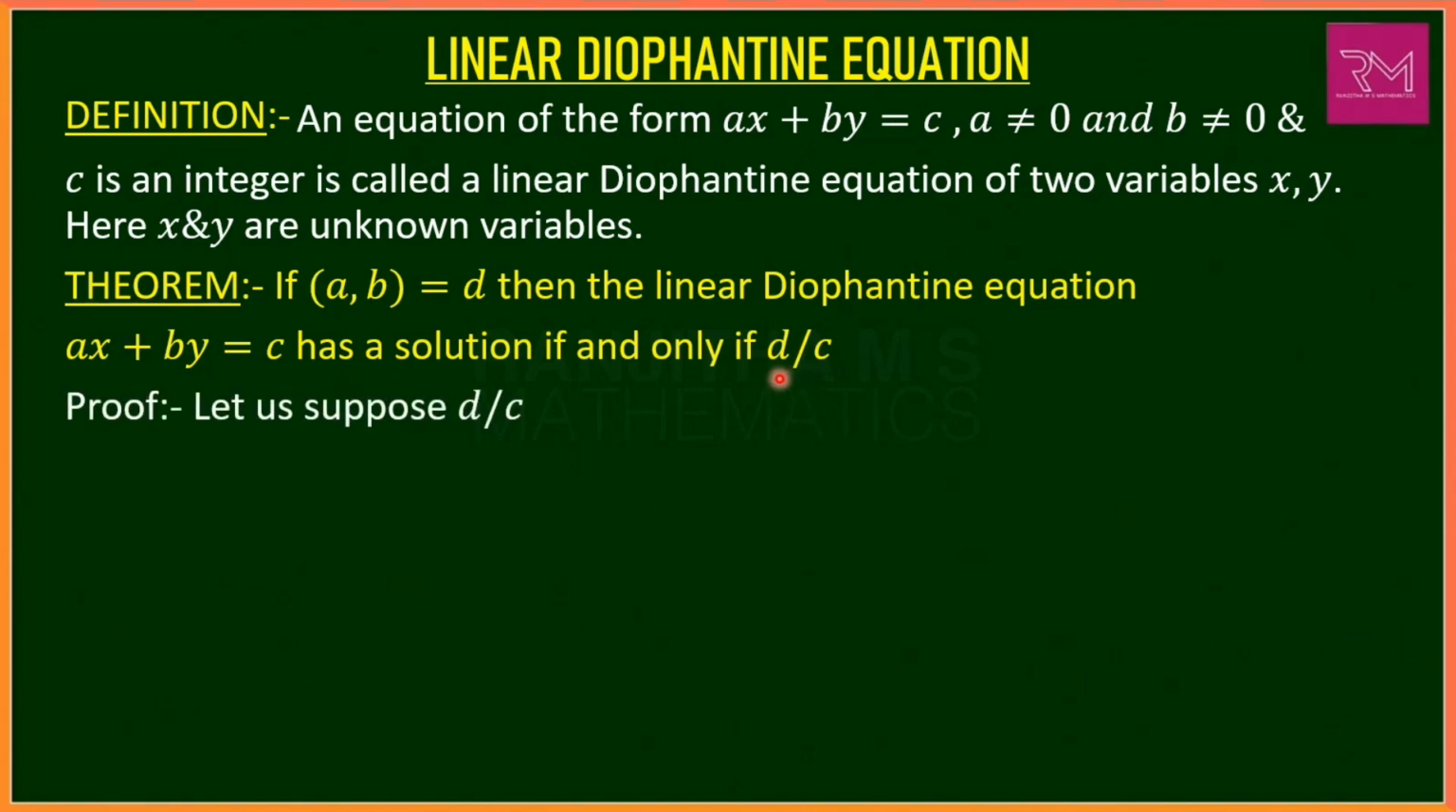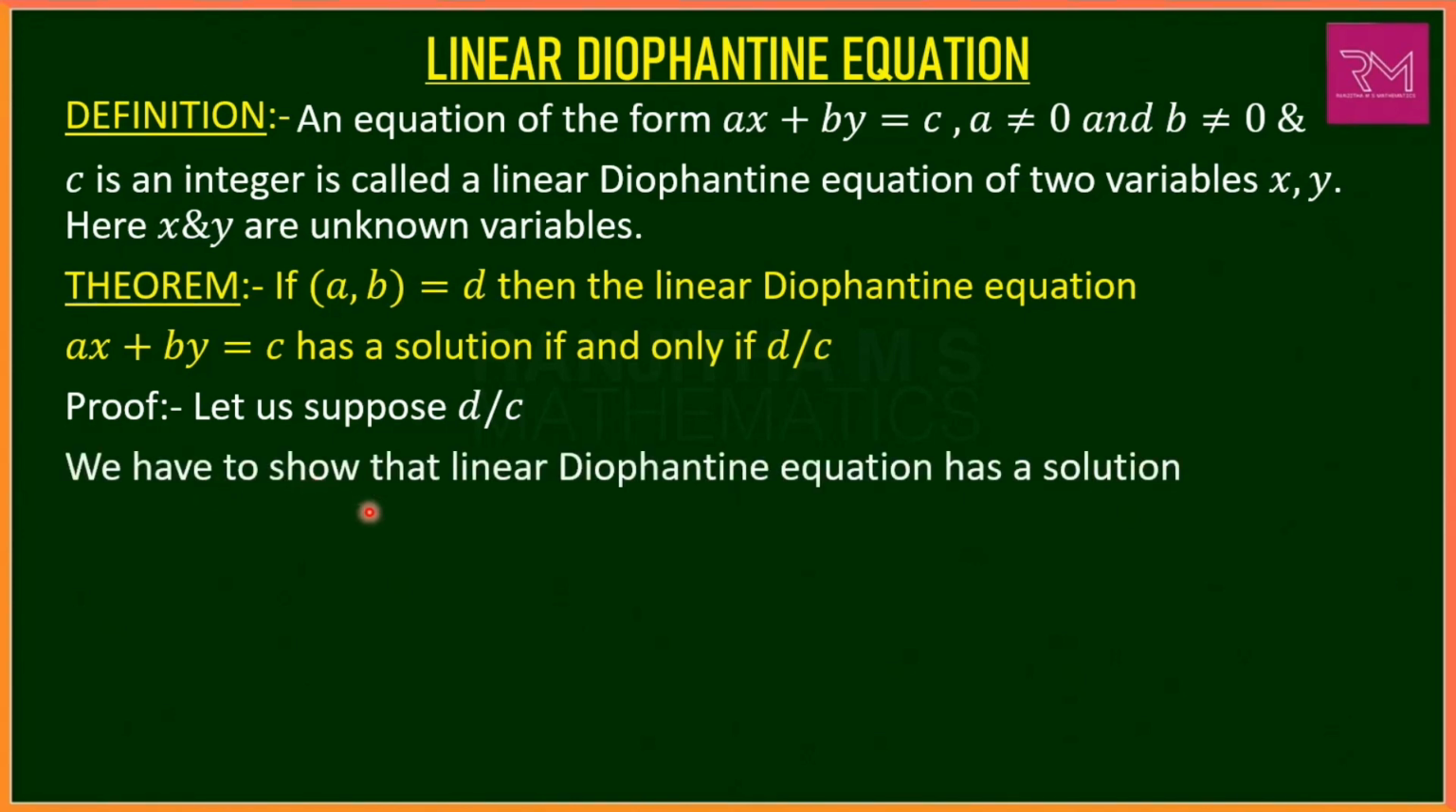First, I am considering d divides c, and we are showing the linear Diophantine equation ax + by = c has a solution. If d divides c, which implies c = d·x, where x is an integer. This is because by the definition of divisibility, if d divides c, we can write c as d times some integer x. Call this equation number 1.